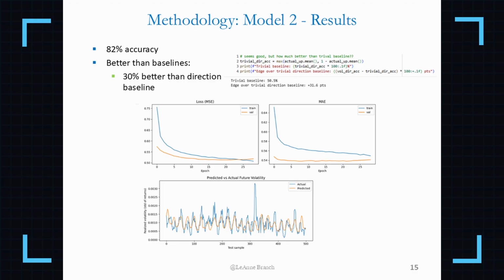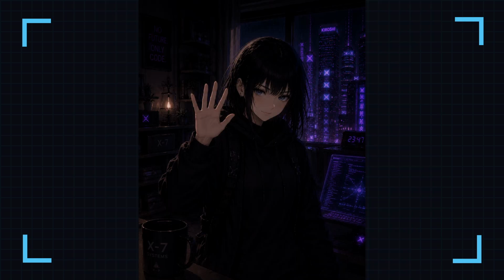But this was much better than the direction baseline by about 30%. So this model actually performed very well when it came to predicting volatility. And all in all, I was glad to get a more positive result out of this. Of course, 82% accuracy is nowhere near perfect, but it is a lot better than 50% accuracy of trying to predict the price. So yeah, that covers the Python version of the project.